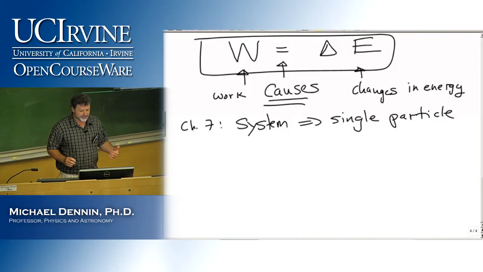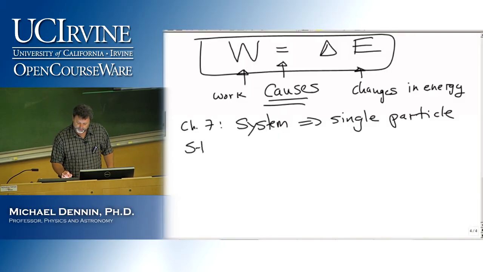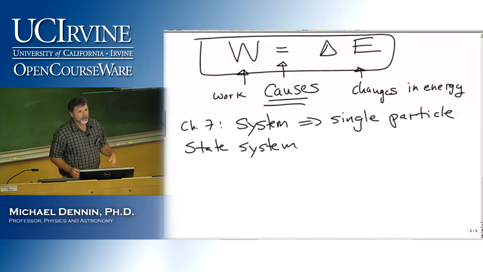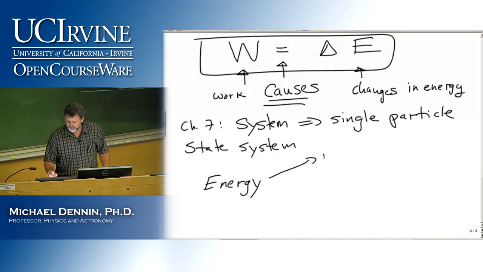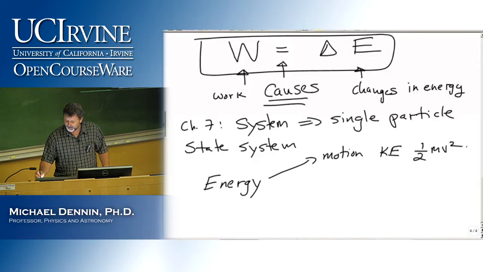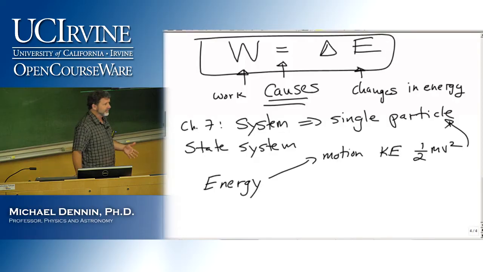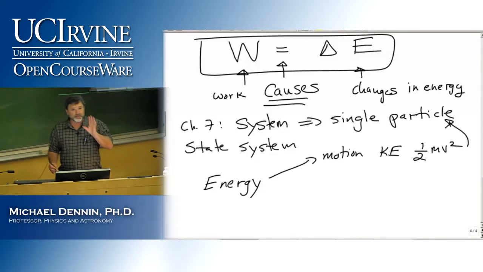What that means is that there's only one energy it can possibly have. If we have a state of a system, there are two types of energy. The first type is motion. That's our kinetic energy. That's our 1/2 mv squared. A single particle can move. That's allowed. And this is an important part.